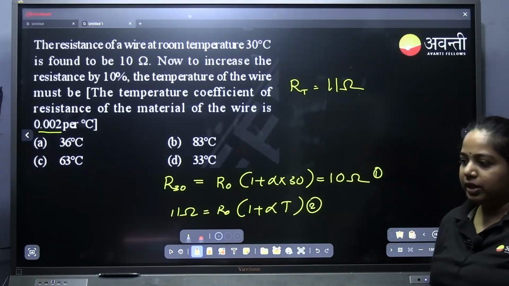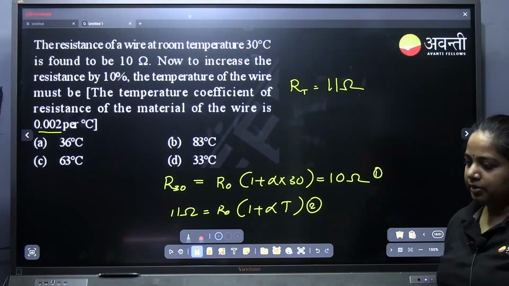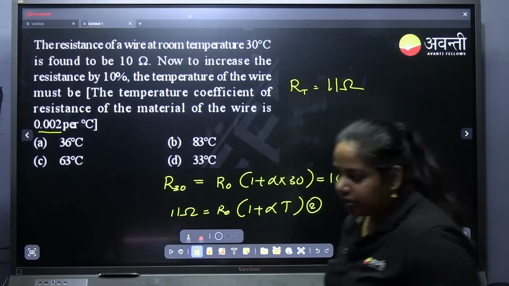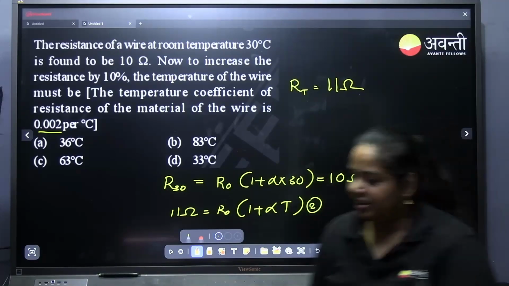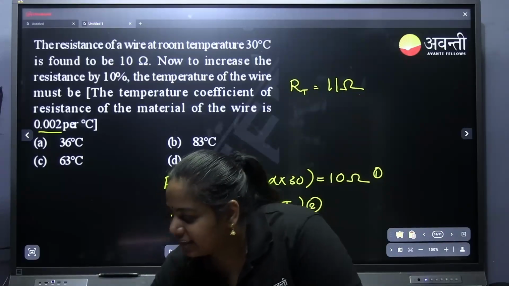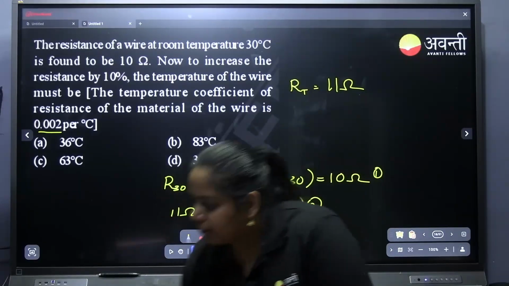Is there any doubt in how to solve this? Did not understand or no doubt? Did not understand. Okay.